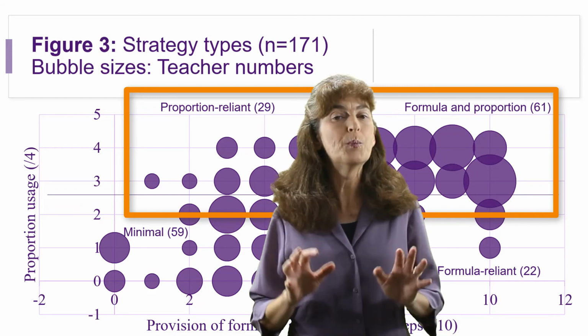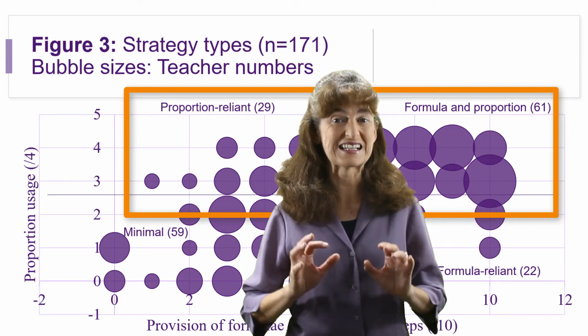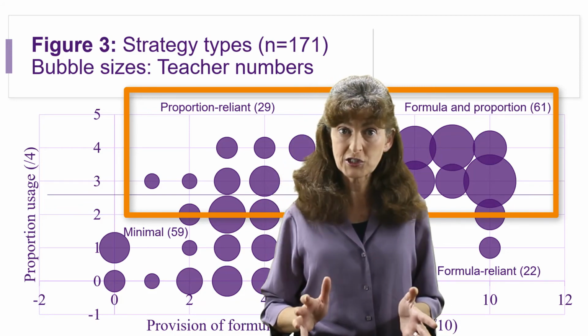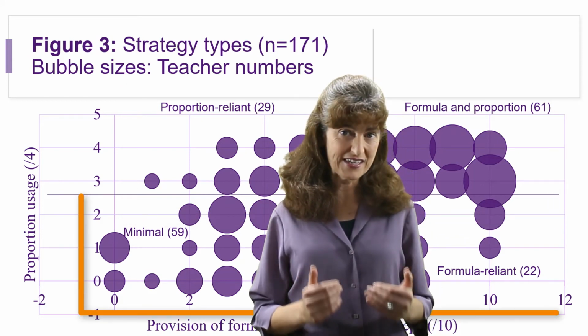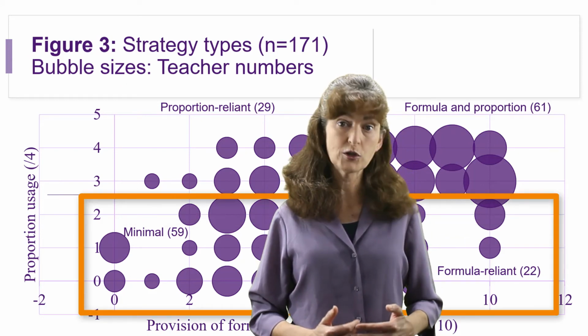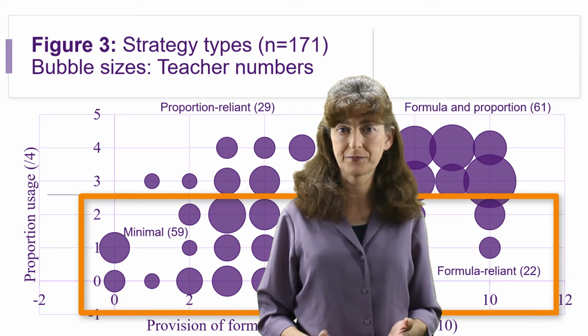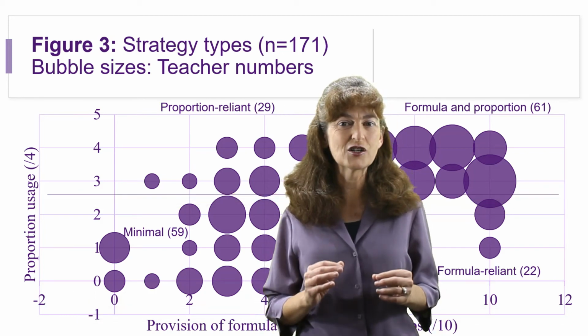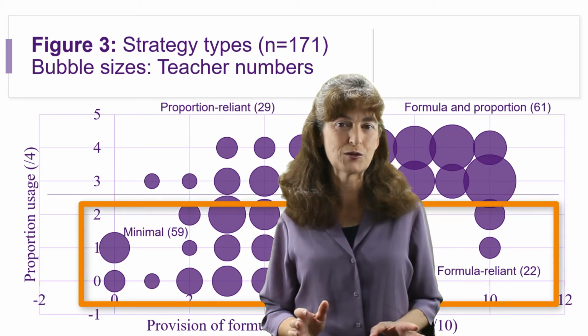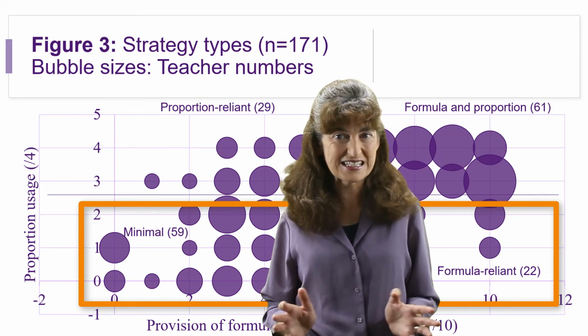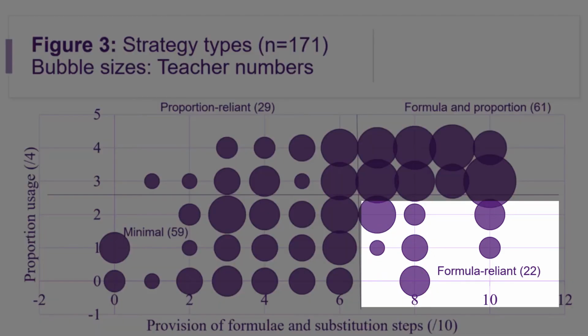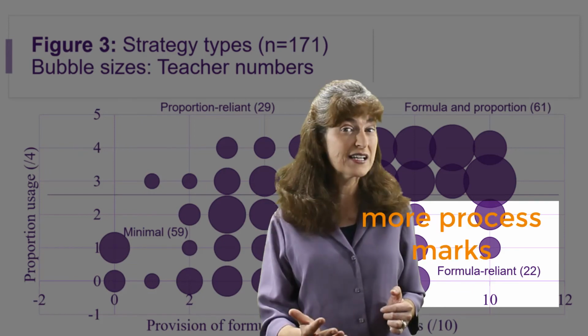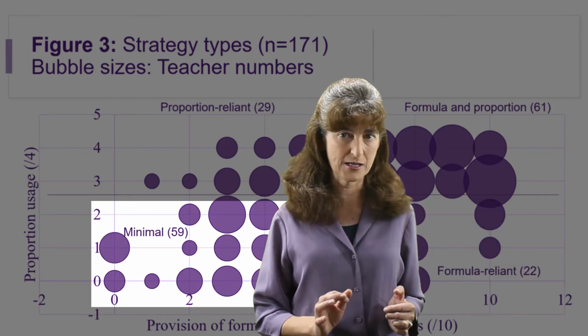However, both these groups performed significantly better in both achievement measures than these bottom 2 categories, which used proportion to a low degree. Regarding getting the correct answer, these 2 didn't differ significantly from one another, but the teachers in the formula-reliant category did manage to achieve more process marks than those in the minimal category.